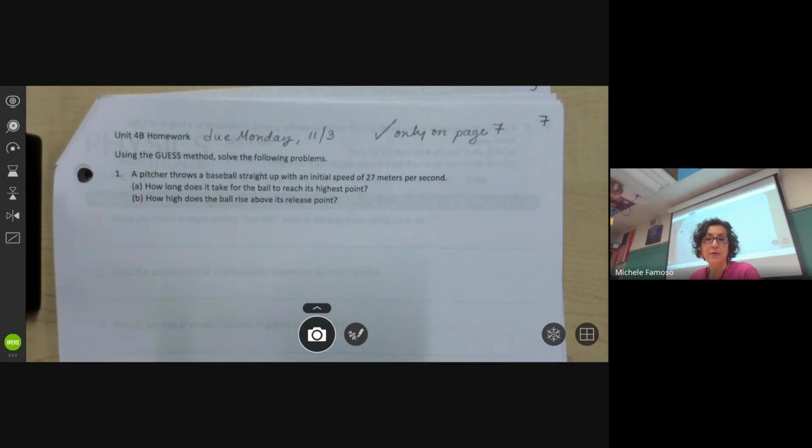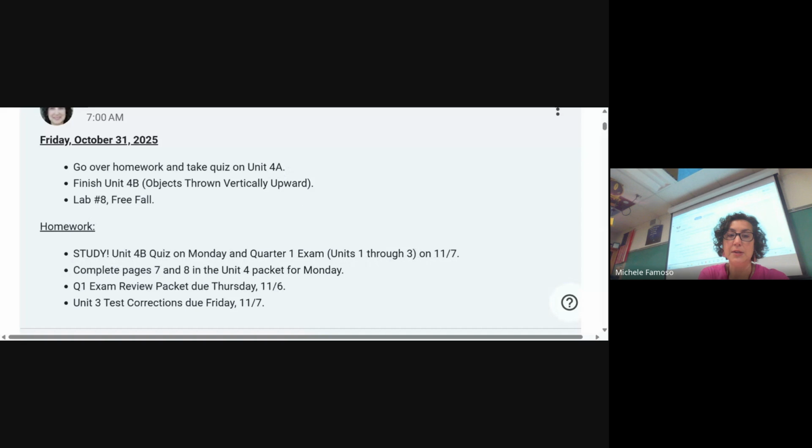If I look back at the other assignments, the quarter exam review packet is due Thursday next week. That's on units 1, 2, and 3. You will be getting your unit 3 test back today before you leave. Most of you are eligible for corrections on this test. Those corrections are due Friday next week. We only have one other test grade this marking period. That's your quarter test, and the quarter test looks just like a regular unit test.